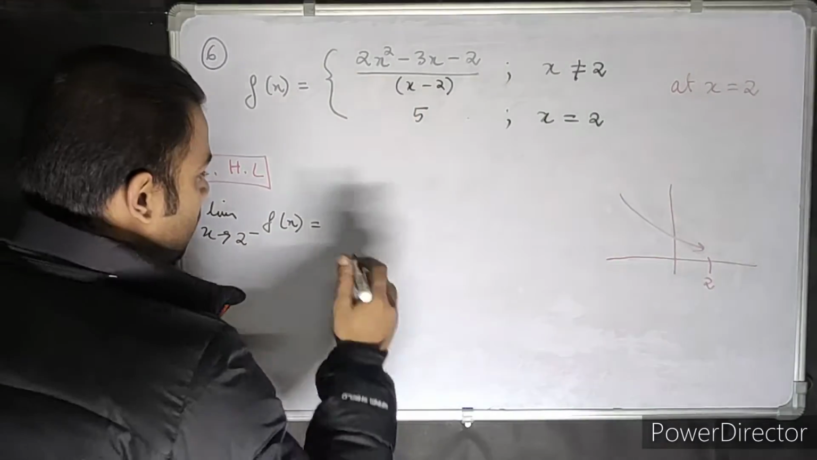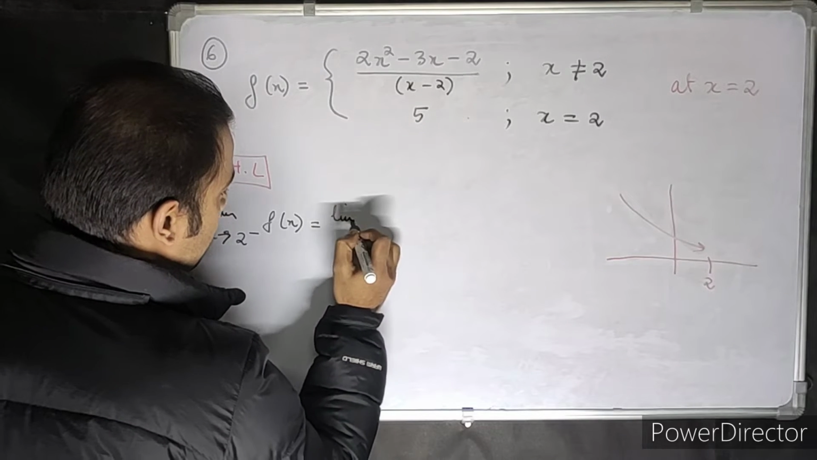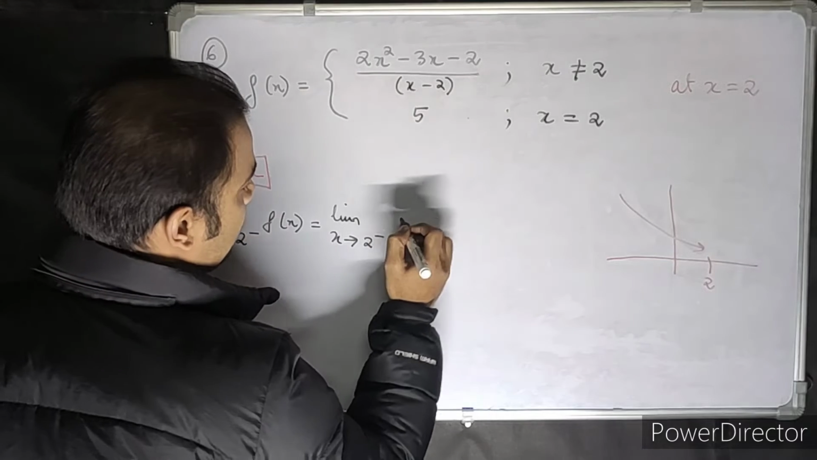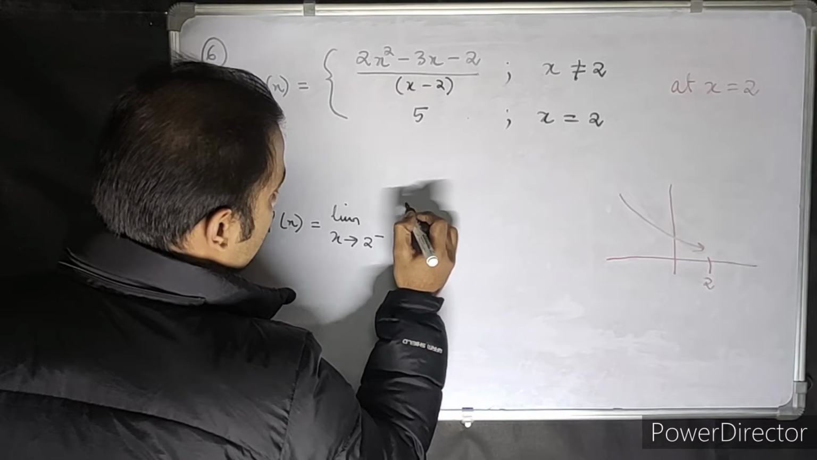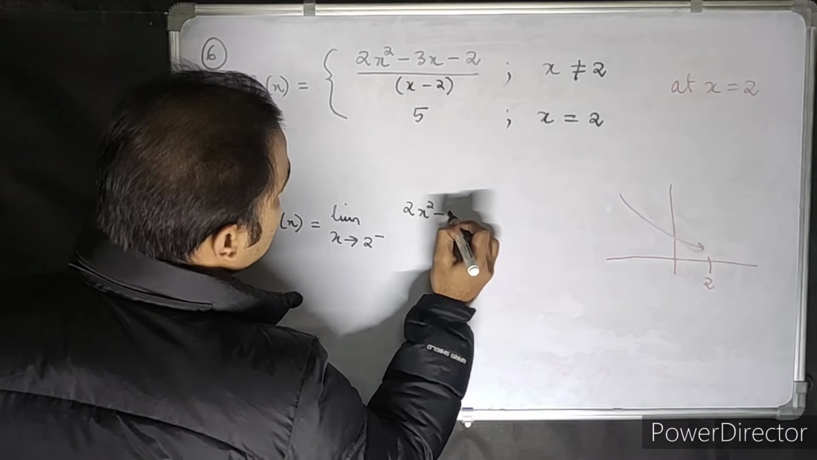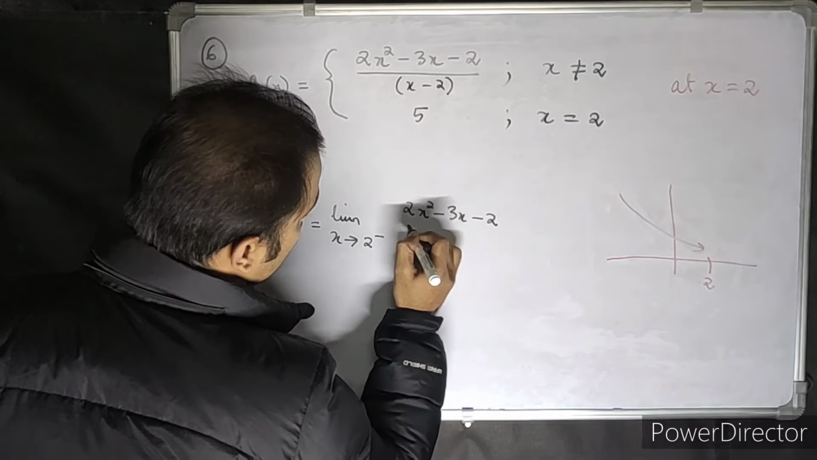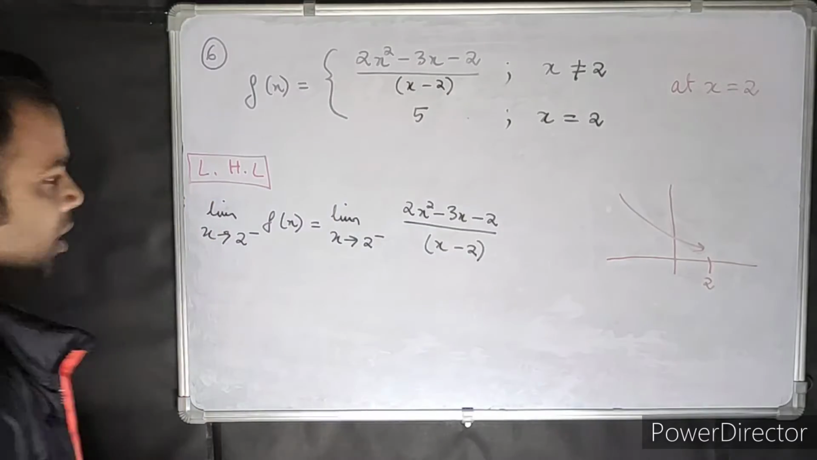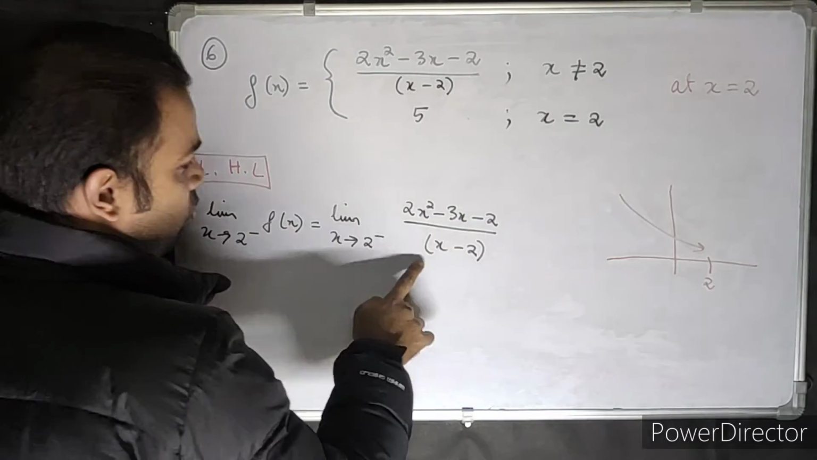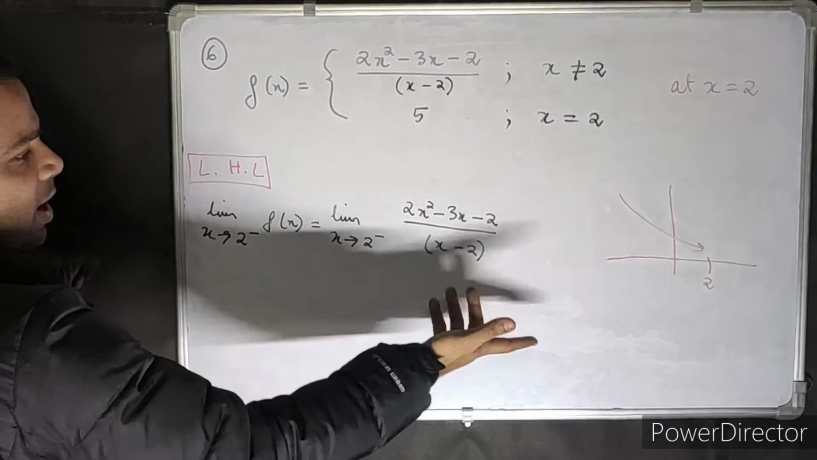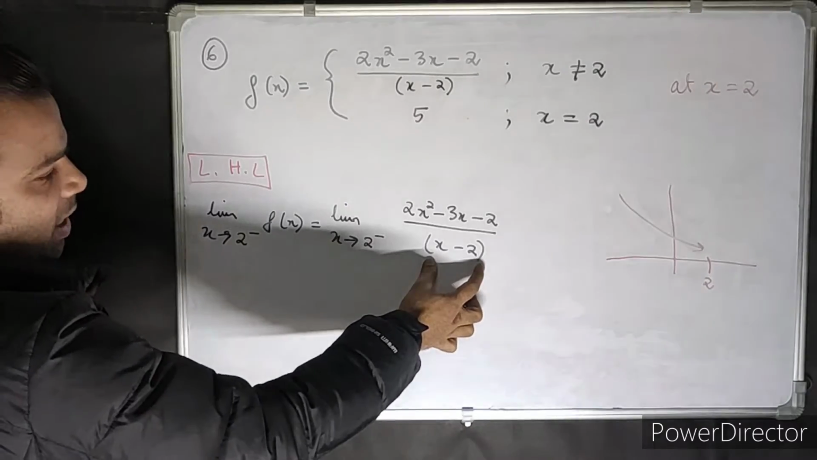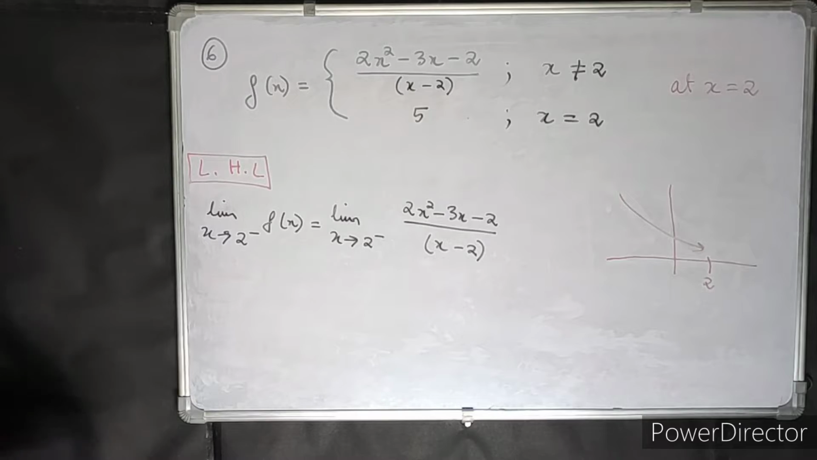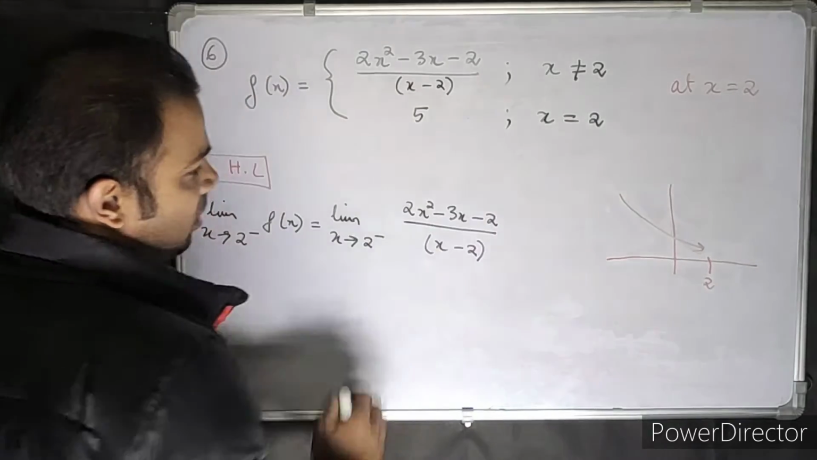So limit x tends to 2 negative, you have to write 2x square minus 3x minus 2 whole thing divided by x minus 2. Now if you put 2 over here and 2 over here, it's coming undefined, because the denominator is becoming 0. That's not possible, so you have to do the middle term break over here.